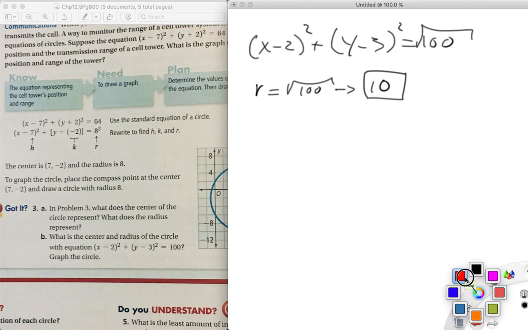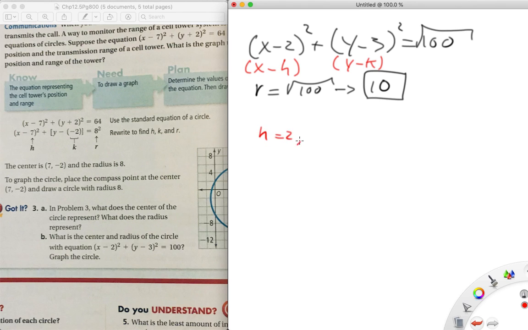And then to find this, remember it is x minus h and y minus k. So h in this case is 2. K equals 3. So the center is 2, 3.